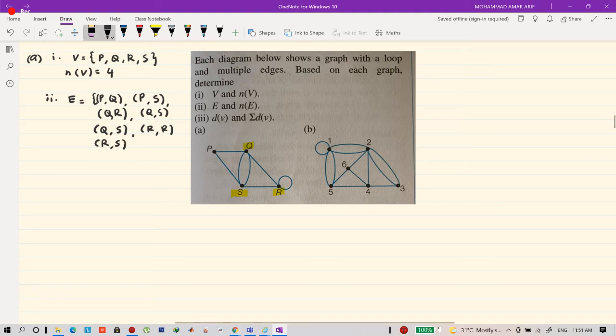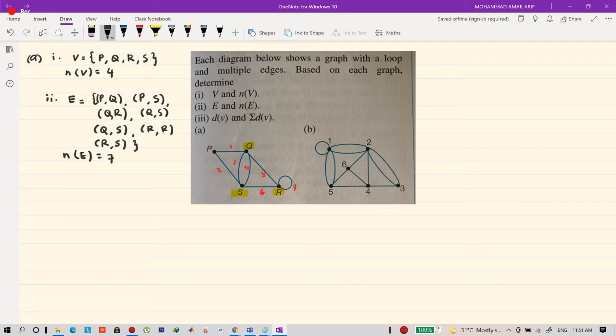So if you want to recheck, kita boleh tulis kat sini 1, 2, 3, 4, 5, 6 and 7. Okay. So berapa jalan yang kita ada? So NE, so berapa jalan yang kita ada? So it is 7 jalan yang kita ada.